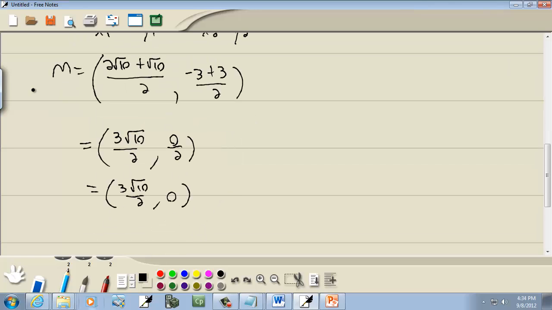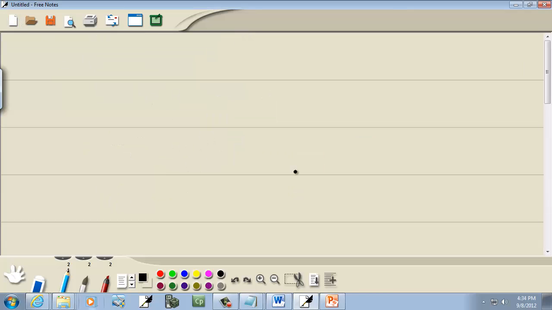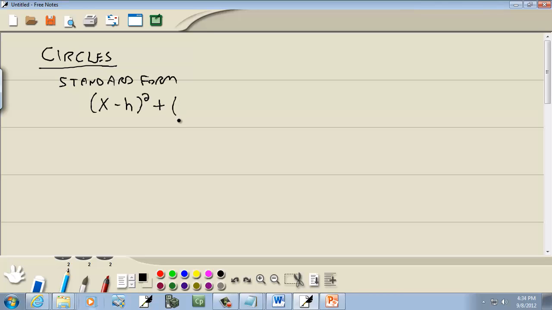I'm going to start a new page for the next problem. This is circles. And we have our standard form that looks like this. X minus h squared plus y minus k squared is equal to r squared. And if we have it in that form, our center is going to be (h, k), and our radius will be r.